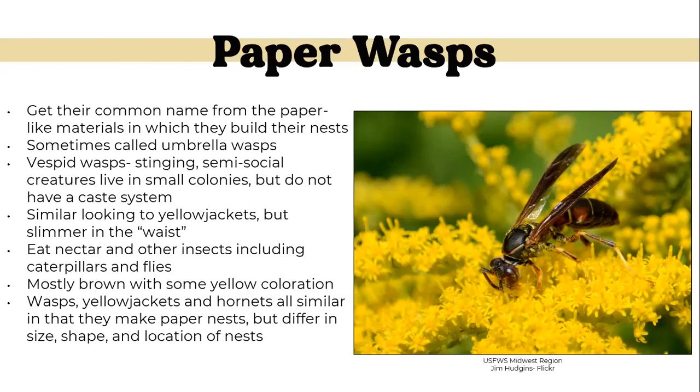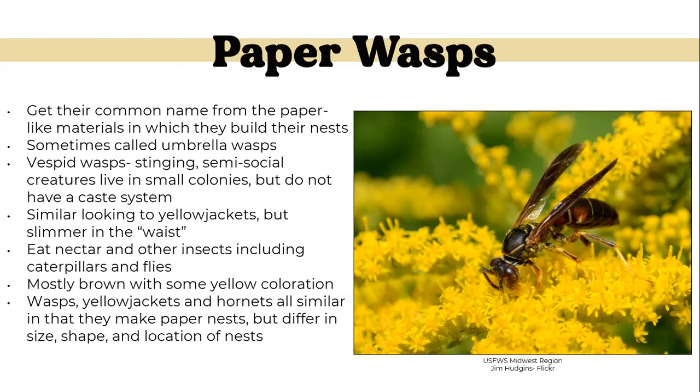These animals are what we call vespid wasps, so they sting. They're semi-social creatures. They live in very small colonies, but unlike those termites, they do not have a caste system. They are equals. They are not workers and foragers and kings and queens. They're simply paper wasps. A lot of people confuse these with yellow jackets. They look very similar, but one big difference is that paper wasps are very slim in the waist. They eat nectar and other insects, including caterpillars and flies.